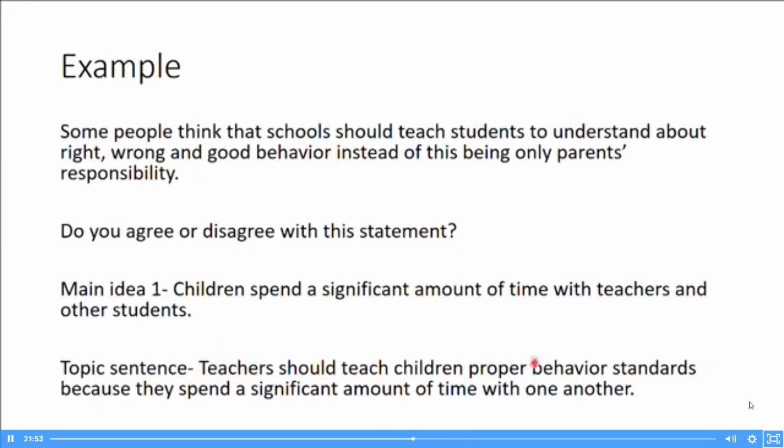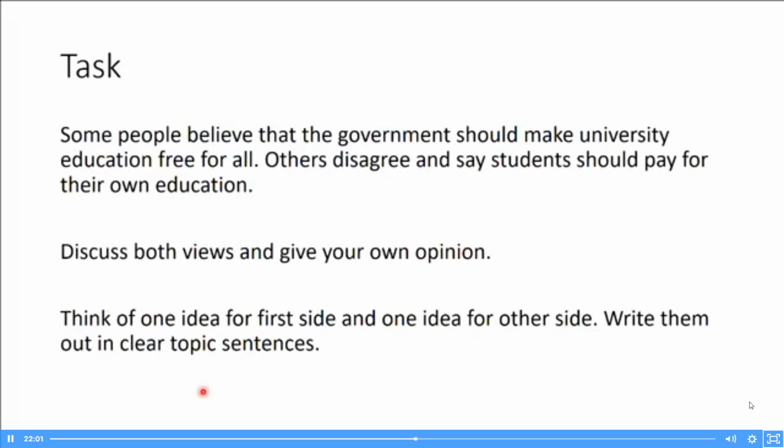So your task is: some people believe that the government should make university education free for all. Others disagree and say students should pay for their own education. Discuss both views and give your own opinion. So think of one idea for the first side. Think of one idea for why people would think that is true. And then think of another idea for why others disagree and say students should pay for their own education. And then just write them out in clear topic sentences.